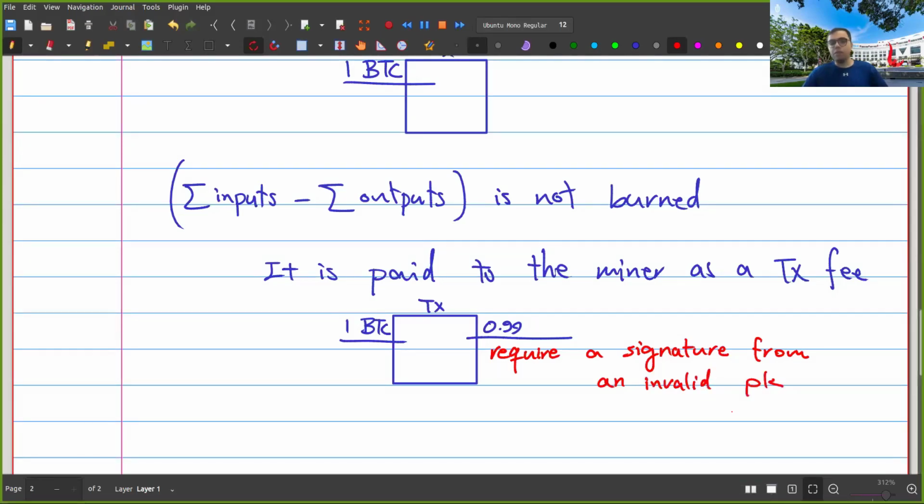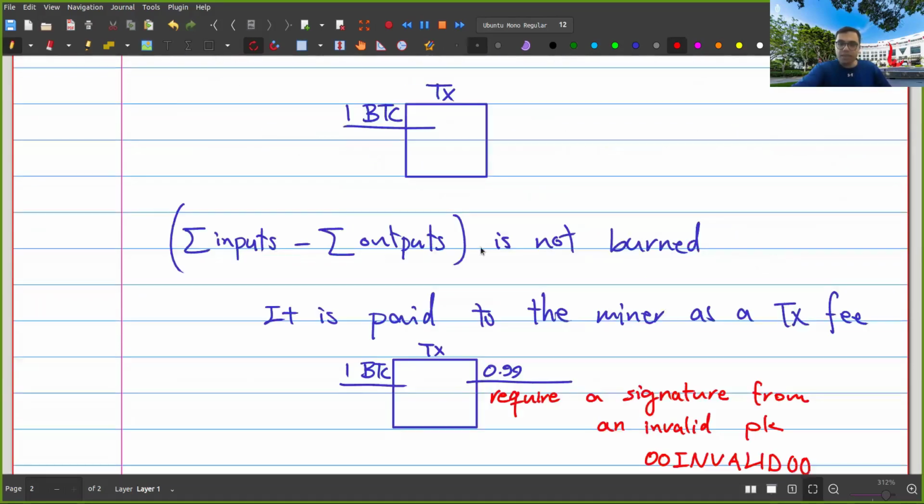So for example, I say I want a signature from the public key, this 00 invalid 00, okay? This is not a valid public key. No one has the corresponding secret key. So if I require a signature from this public key, no one can provide it. So this money is effectively burnt, right?